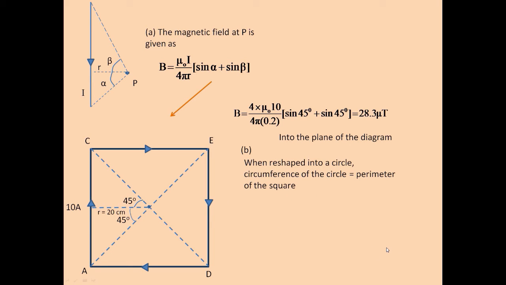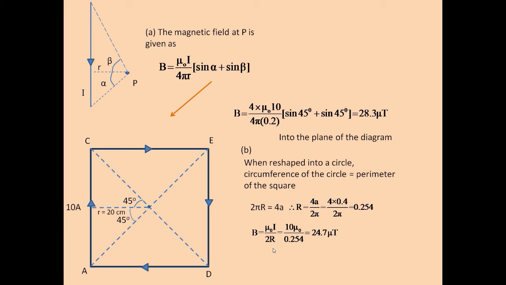When you reshape the conductor into a circle, then the circumference of the circle will be equal to the perimeter of the square. That is 2 pi r equal to 4a. What is capital R? The radius of the circle into which the square loop is reshaped. So 2 pi r is equal to 4a. A is the side of the square, from which you get r is equal to 4a by 2 pi. A is given to be 40 centimeter, converted into meter, which is 0.4, 2 pi as it is. So when you simplify this, you get 0.254 as the radius of the circular loop.